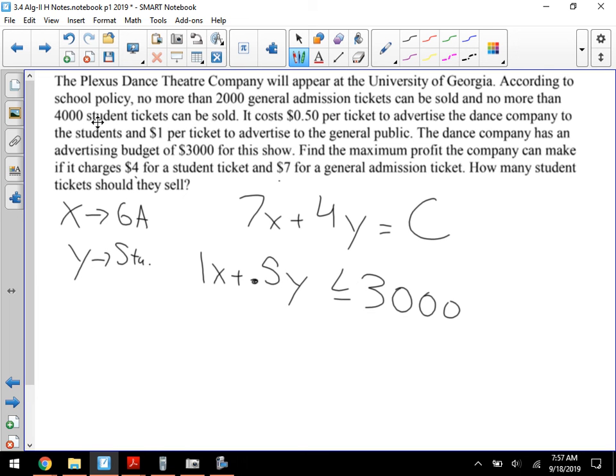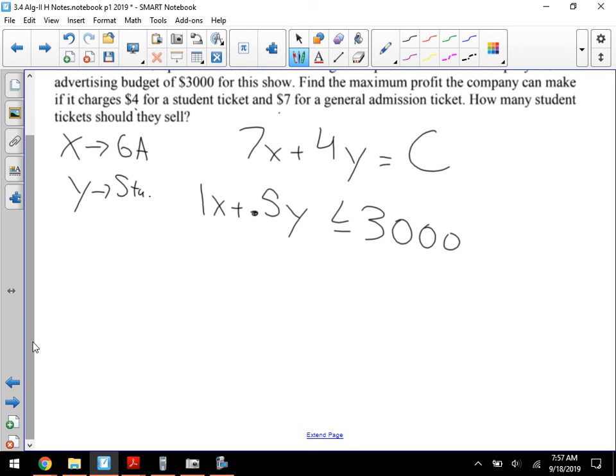No more than 2,000 general admission tickets can be sold. So you can sell up to and including 2,000. And Y was up to and including, was it 4,000, I think?